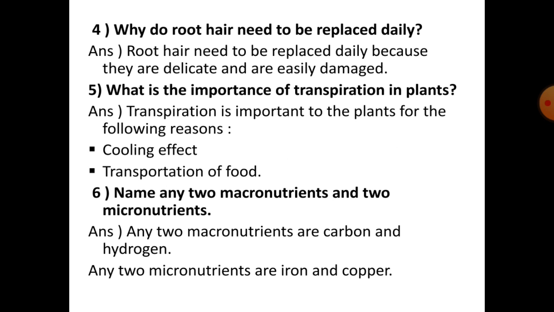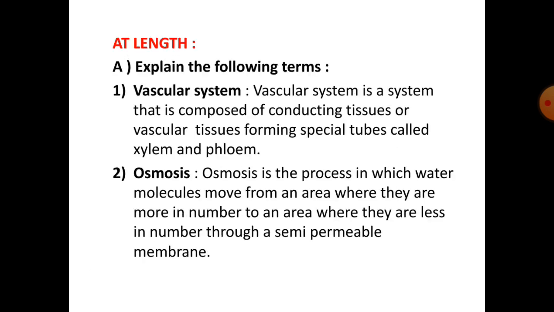5. What is the importance of transpiration in plants? Transpiration is important to the plants for the following reasons: cooling effect, transportation of food. Name any two micronutrients and two macronutrients. Any two macronutrients are carbon and hydrogen. Any two micronutrients are iron and copper.